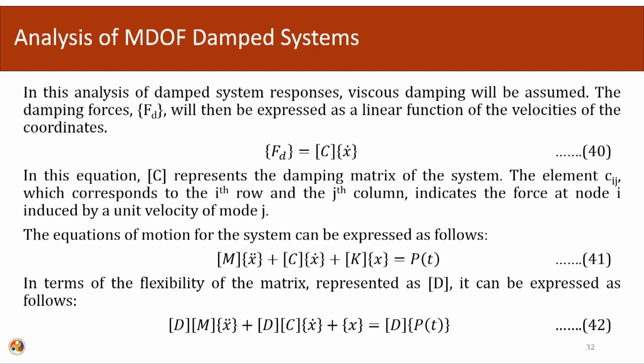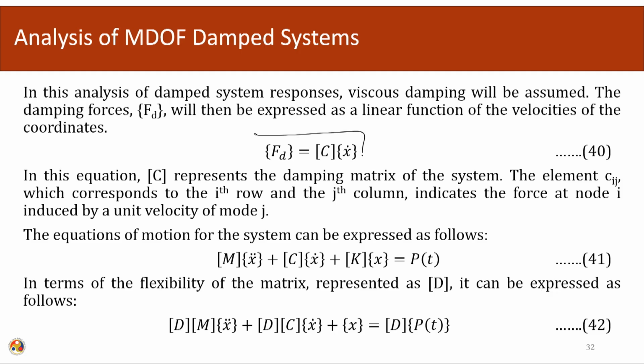Now we are going to add one complexity to the system. We are going to add damping to the system, and damping will be represented by viscous damping. So, this is the analysis of a multiple degrees of freedom damped system. Now the damping is also present in our system. In the analysis of damped system responses, viscous damping will be assumed. It means that the damping will be assumed to be proportional to the relative velocity, multiplied by a damping coefficient. So, this term represents the viscous damping coefficient.